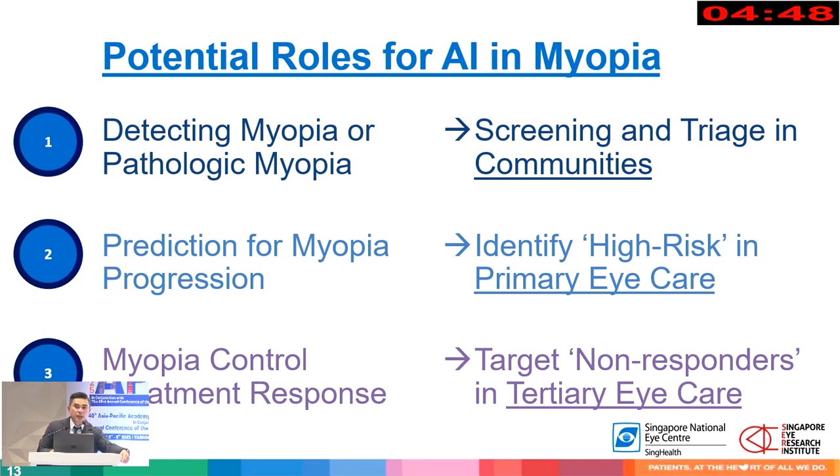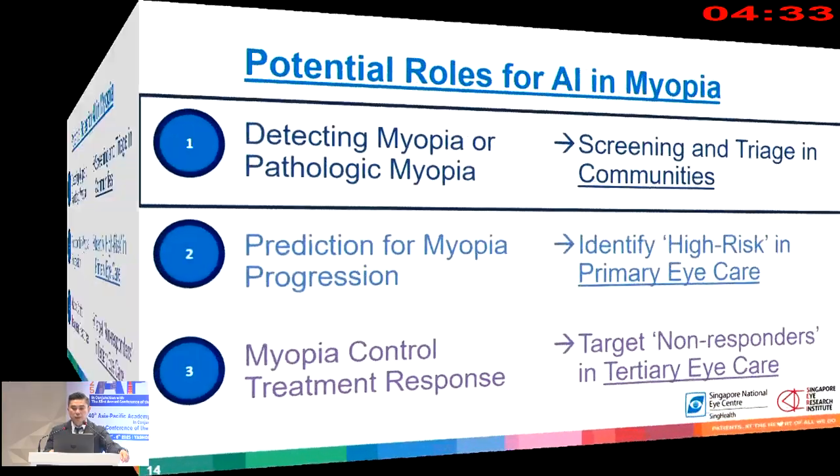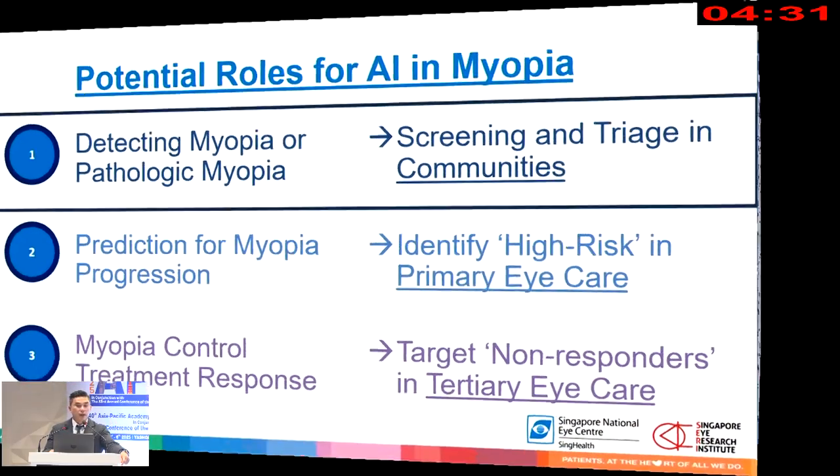And last but not least, after we identify these individuals, how can we identify who to treat and how do they respond? Because we have so many myopia control options, how can we exactly see who to treat? And this is, I think, the area in the future that AI can fulfill. So starting with detecting myopia.